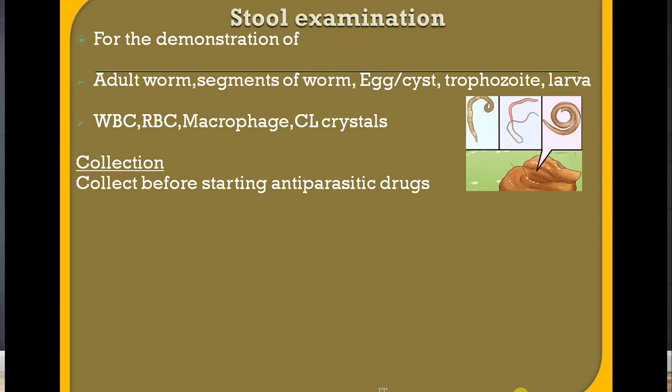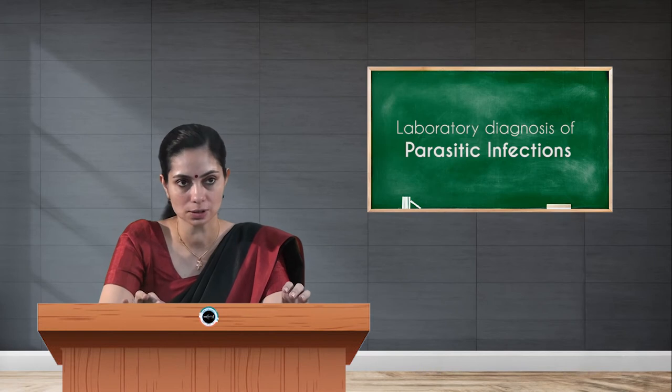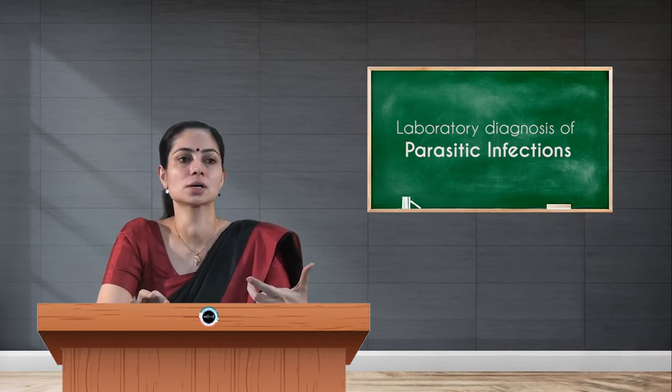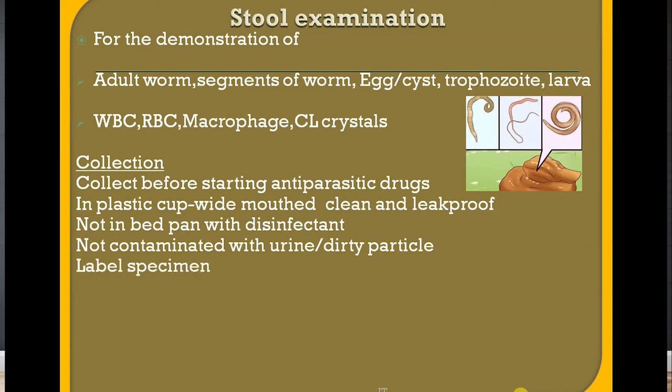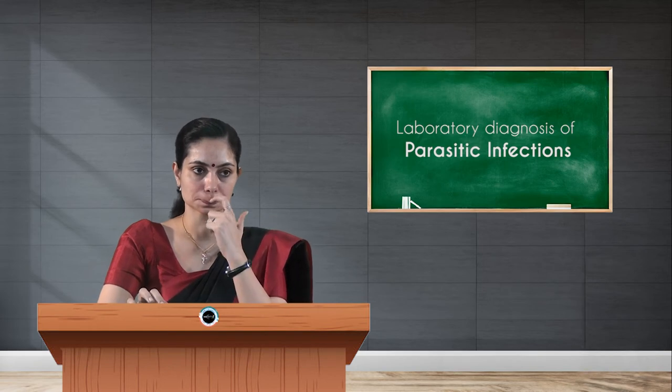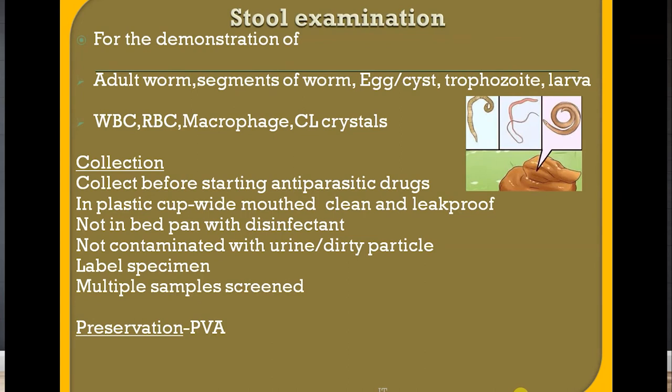While collecting, you have to make sure you are collecting the sample before the patient starts his antiparasitic drug. It should be collected in a plastic, wide-mouthed, clean and leak-proof container, and it should not be mixed with the bedpan disinfectant. It should not be contaminated with urine or any other dirty particle, and you should label the specimen. Multiple samples can be screened so as not to miss the organism. Preservation: in case there is a delay, you can preserve your sample with polyvinyl alcohol or 10% formalin.